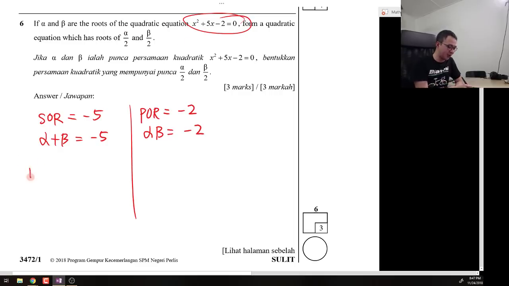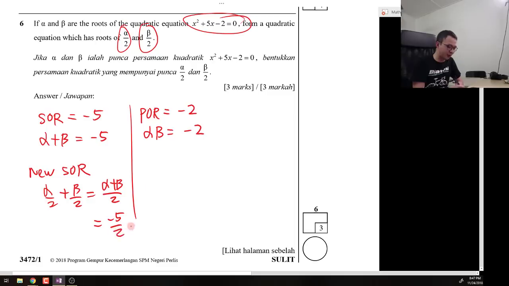And then they ask me to form the equation for the new roots. So I have my new sum of roots here. The new sum of roots means both of these roots added together, right? Alpha over 2 plus beta over 2 equals alpha plus beta over 2, isn't it? Alpha plus beta here is negative 5, so it is negative 5 over 2. Then I do my new product of roots as well. The new product of roots means these two new roots are multiplied together: alpha over 2 multiplied by beta over 2 gives alpha beta over 4. What is alpha beta? Negative 2, right? Negative 2 over 4, which is negative half.